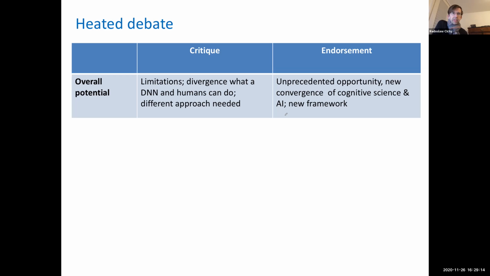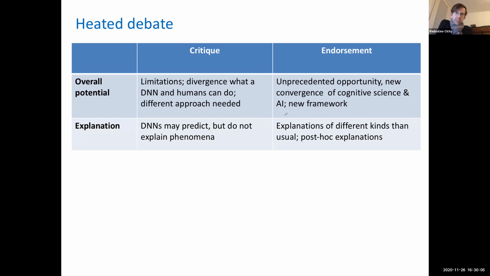So the first point of heated debate was the overall potential of this. Critics of this approach said, look, there are so many limitations to what you're doing. For example, there is a divergence between what deep neural networks and humans can do. Okay, deep neural networks can do interesting things, but they are still very, very limited to single tasks, and the human brain can do so much. Therefore we need a different approach. These deep neural networks get you nowhere. Whereas the endorsers of the approach said, no, this is an unprecedented opportunity. We never before had models that predicted brain activity with such high correlation measures. And therefore, this is just a starting point. It's a feasibility demonstration from which we will see a new convergence of cognitive science and artificial intelligence.